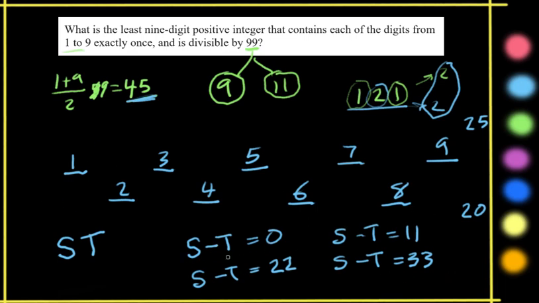So let's start with s minus t equals 0. That means s and t are the same. And since they add up to 45, we know that both of those sums have to be 22.5. Well, there's no way you're going to get 22.5 by adding up a bunch of integers. So we can cancel that one out.